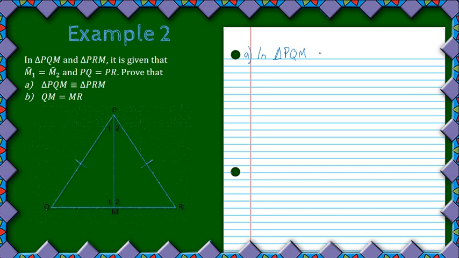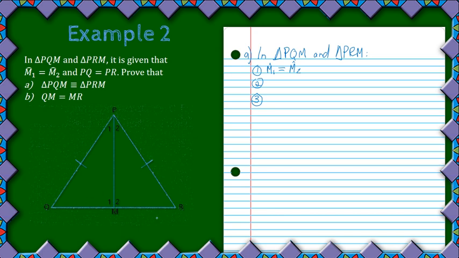and triangle PRM. And we need three reasons. So for the first reason, what is given? We're given that angle M1 is equal to angle M2.